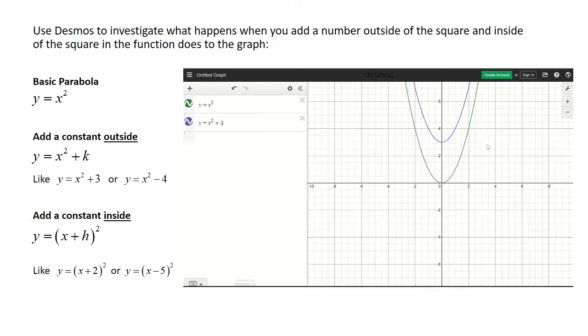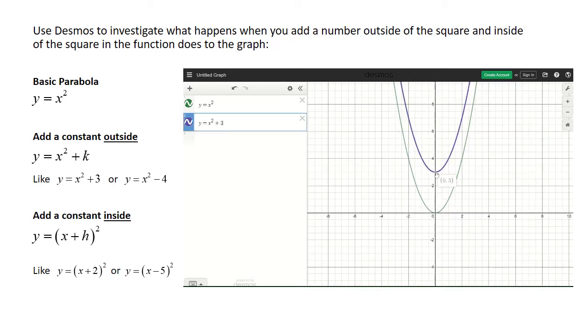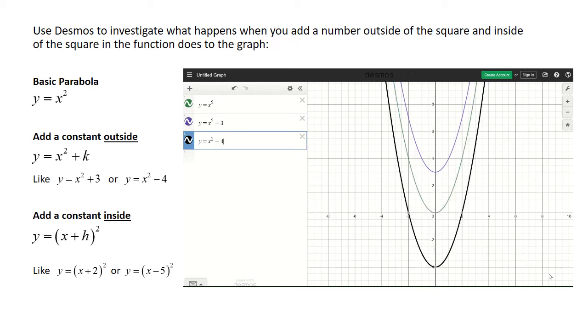Notice my new graph has a vertex that is now at (0, 3), compared to where it was originally at the origin. My original graph had its vertex at the origin and opened up from there. My new graph, where I added 3, shifted everything up 3. If I instead had subtracted 4, my new black graph is the same basic shape but shifted down so that the vertex is at (0, -4).